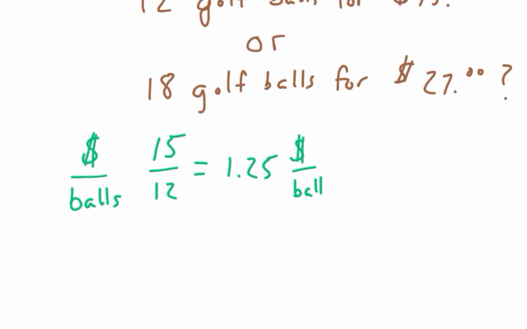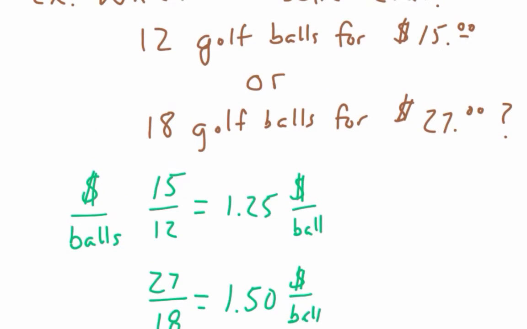Fair enough? Well, if we do that with the second one, I need to do 27 divided by 18, because if the first one is dollars per ball, the second one needs to be dollars per ball. Now if I punch that in, I get 1.5. So for the second one, I'm paying $1.50 for each ball. So the better of the two is going to be to get the 12 or the 18? The 12 is going to be the better deal, because you're only paying $1.25 for each golf ball.